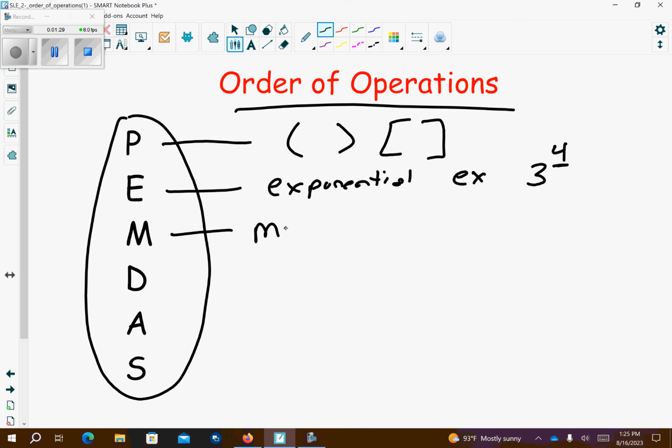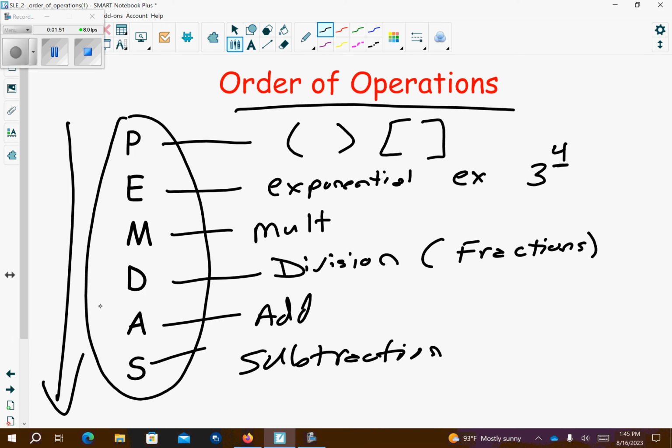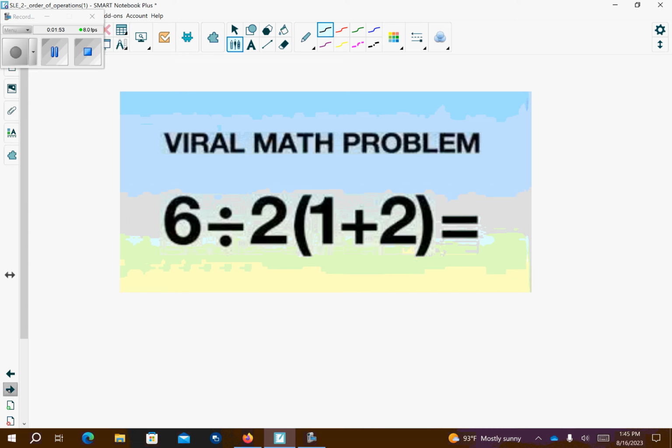M is for multiplication. The D in PEMDAS stands for division, and just realize that fractions are also division. A fraction is a division problem. It's just a way of writing it. A is for addition, and S is for subtraction. So that's the order you do. Go from top to bottom when you're doing these problems.